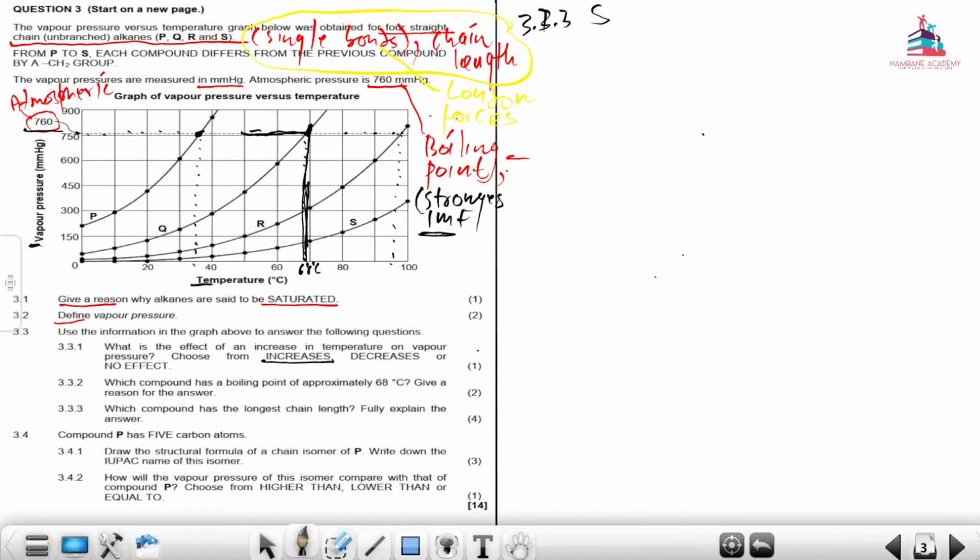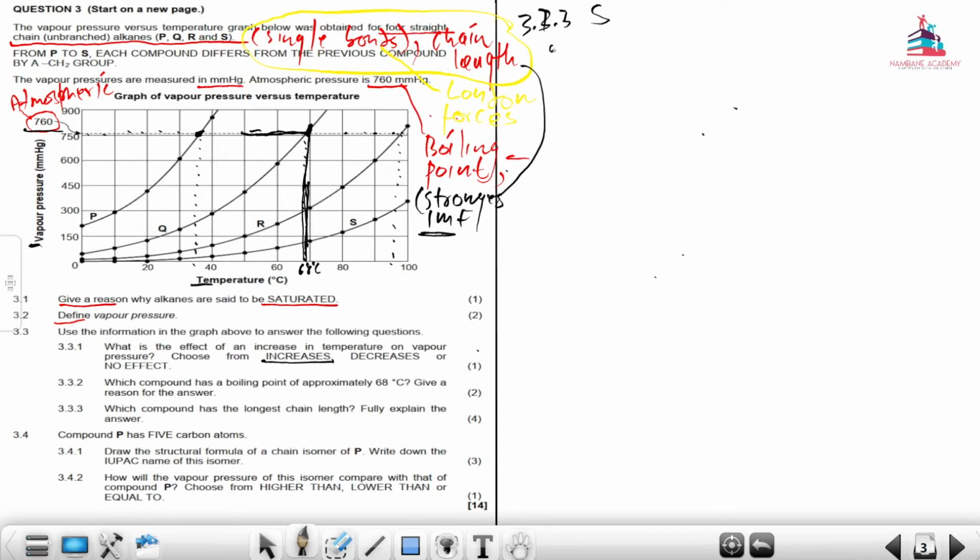Now, why is S correct? We explained that S takes time before it reaches the 760 mmHg mark. So it basically says it has the strongest intermolecular forces. How do we relate the intermolecular forces with chain length? We know that the longer the chain length, the stronger the intermolecular forces. So let's explain this in terms of the bullets that we are expected to give.